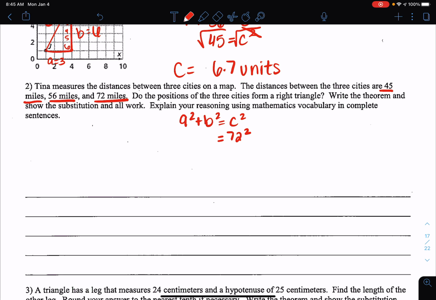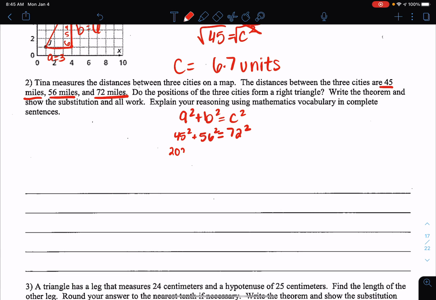That leaves me with 45 and 56. It doesn't matter which one you pick to be a or b, as long as you plug them in for the legs, because they're the smaller numbers out of the 72. So I have 45 squared plus 56 squared, okay? Now I have to start simplifying. So I have 45 squared is 2,025, plus 56 squared is 3,136, is equal to 72 squared, sorry, is going to equal 5,184.